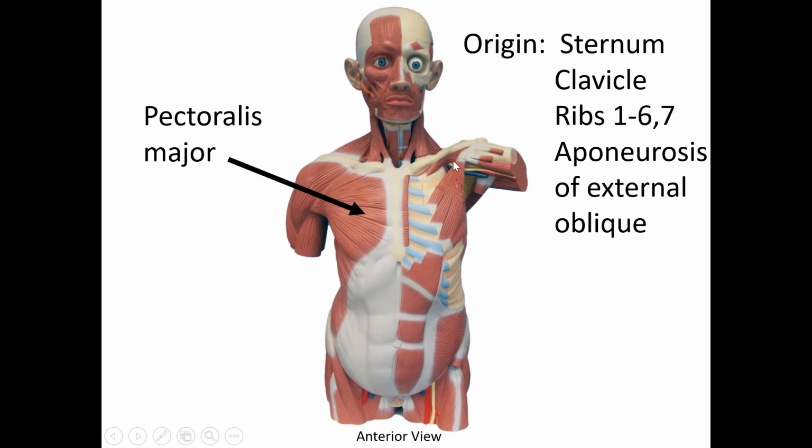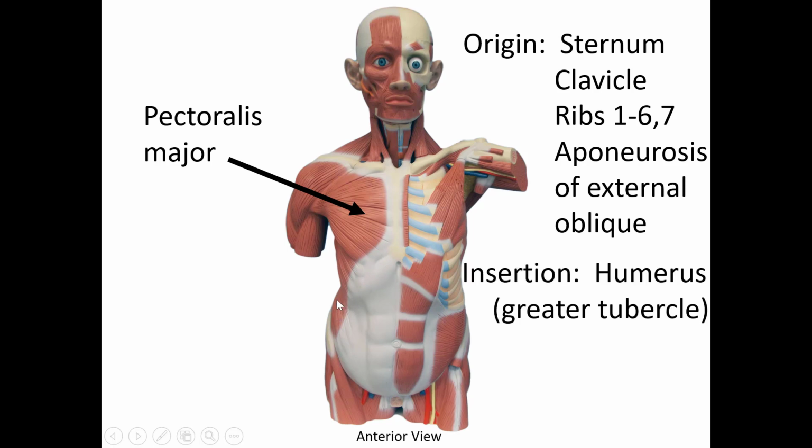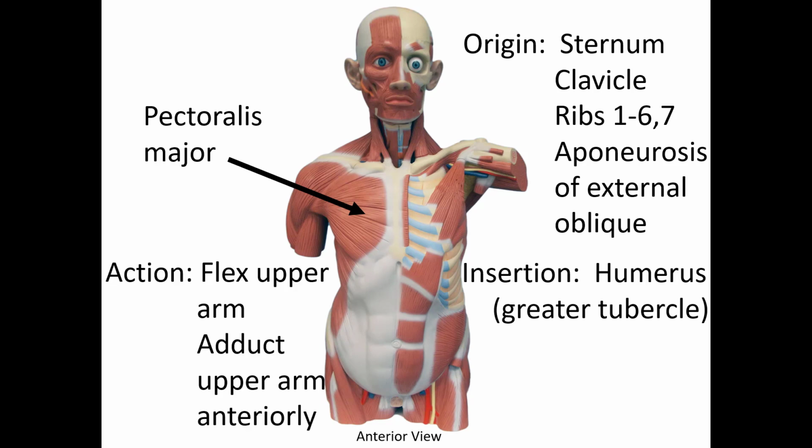The pectoralis major originates on the sternum, the clavicle, the first 6 or 7 ribs, and on the aponeurosis of the external oblique muscle. It inserts on the humerus, on the greater tubercle of the humerus. When this muscle contracts, it's going to flex the upper arm at the shoulder and pull the arm across the body anteriorly, adducting the upper arm.